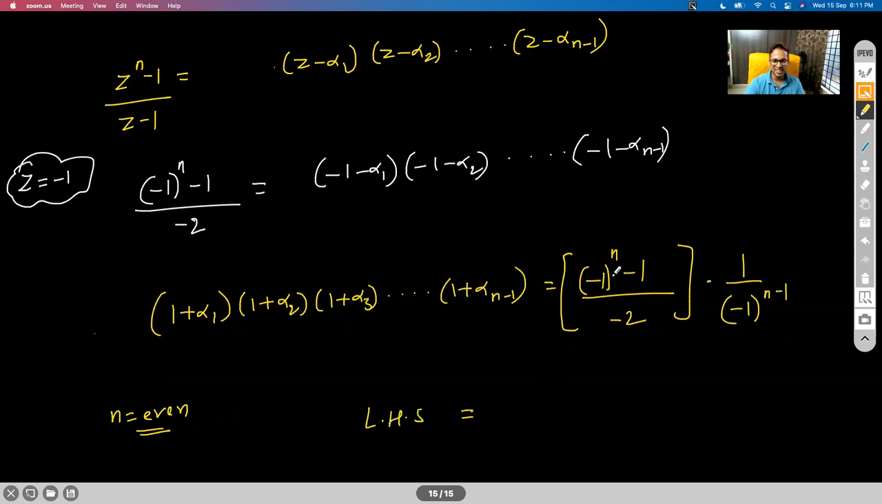Left hand side will become, now even means this is going to be 1 - 1, 0, 0 by 2, 0 again, and divided by some 1 or -1. In fact, it will be -1 only. So that will be 0.